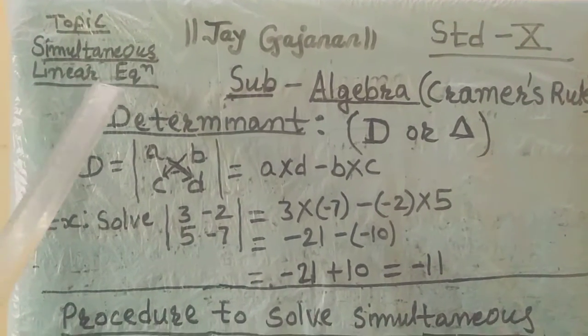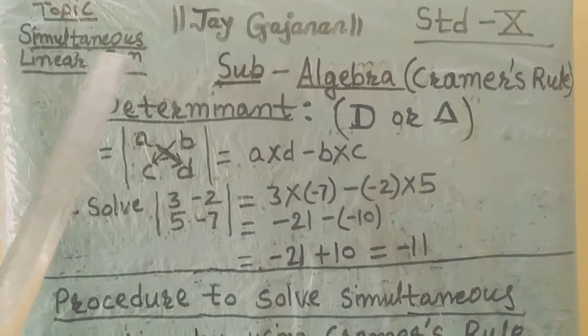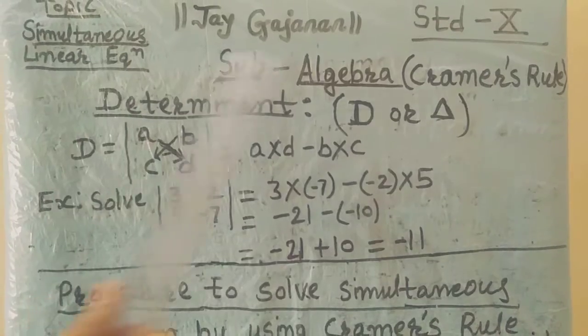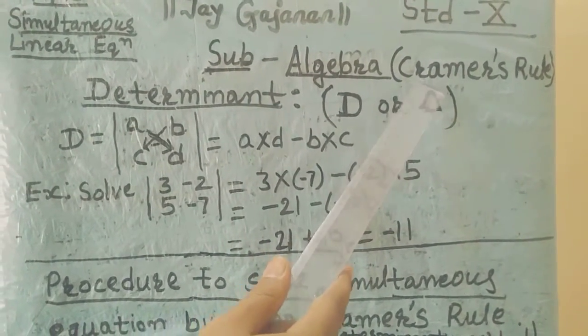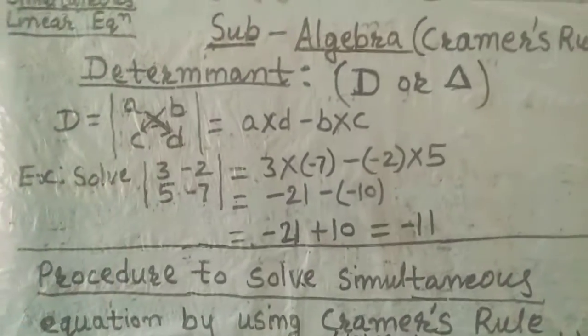Up till now, we discussed all four types of simultaneous linear equations and two special cases. Now, today, we have to discuss Cramer's rule. But before going on to Cramer's rule, first of all, we have to see what is meant by a determinant.